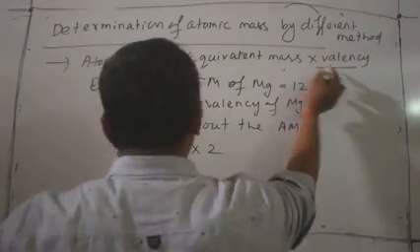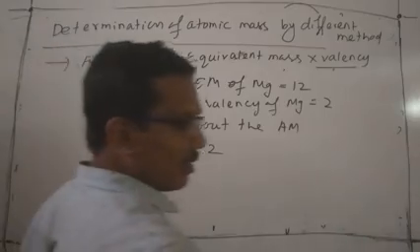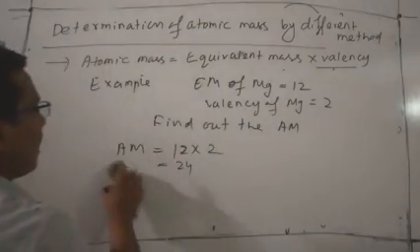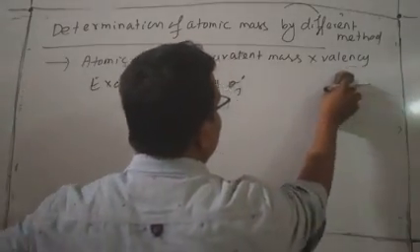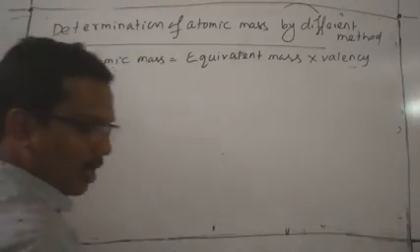Suppose valency and atomic mass are given, and you are asked to find out the equivalent mass. Then you put in the formula and get the answer. That is your formula number 1.